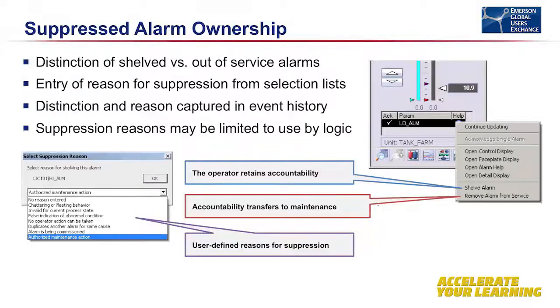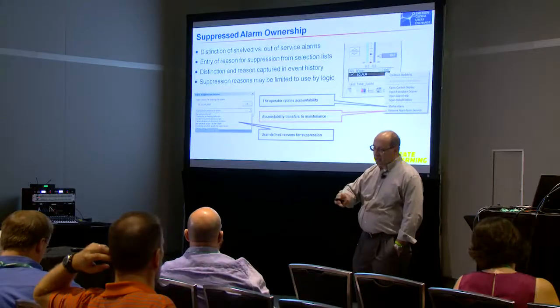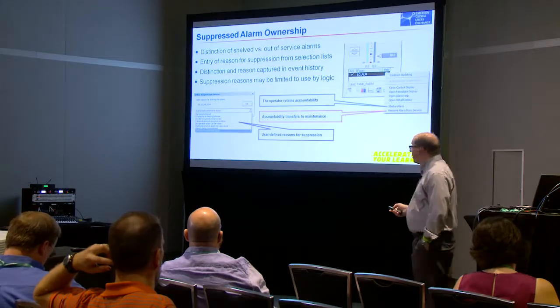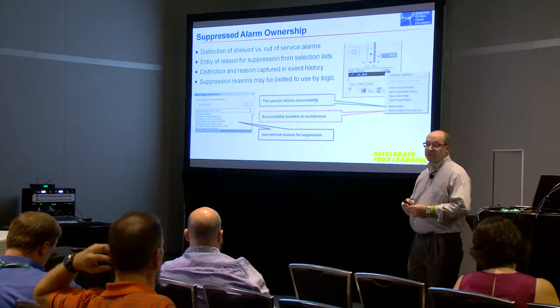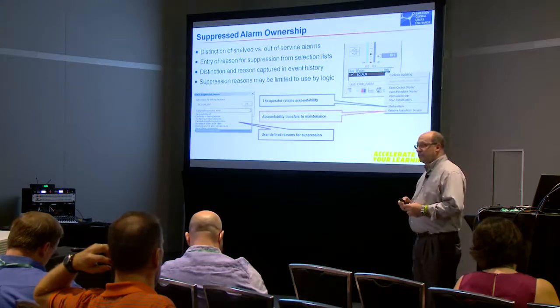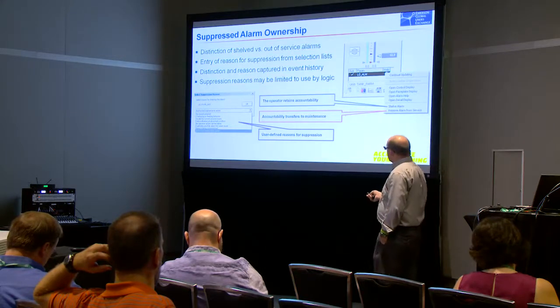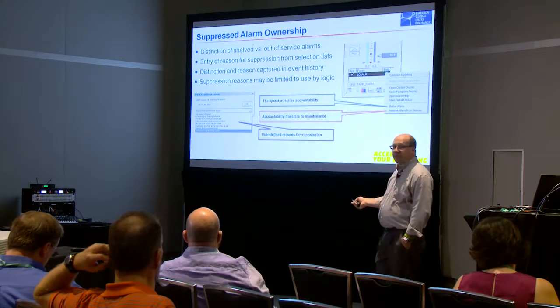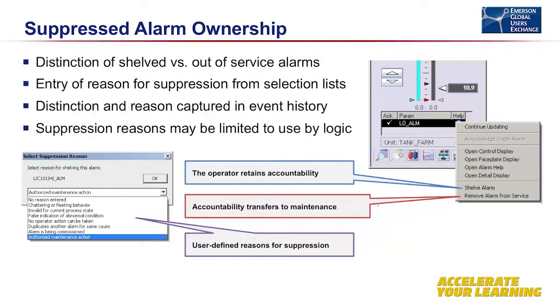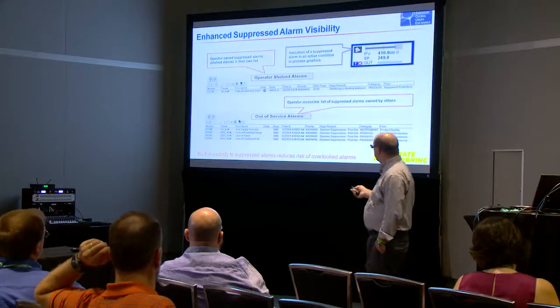Now, in DeltaV version 13, you can also differentiate the operator suppressing the alarm, which we call shelving, versus maintenance removing the alarm from service. You can do that from a faceplate or other places within the system. And you could set up access and security to have different people allowed to do those different functions. And then when the alarm is suppressed, you can actually have them choose a reason as to why they're suppressing that alarm, so that you have that information recorded in your log.